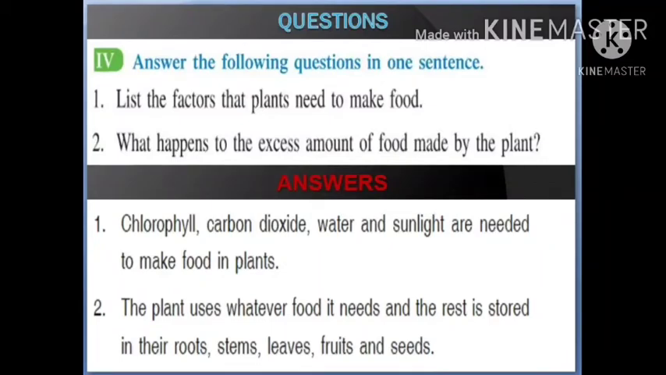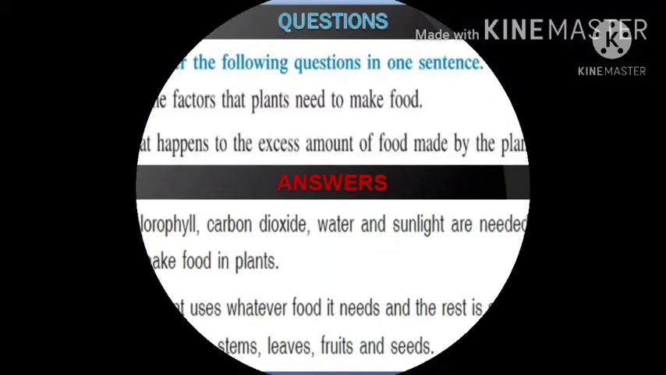Second question: what happens to the excess amount of food made by the plant? Answer: the plant uses whatever food it needs and the rest is stored in its roots, stems, leaves, fruits and seeds. So as we already know, the remaining food, which is the excess amount of food, is stored in their parts. What are the parts? In which parts do they store? In roots, in stem, in leaves, in fruits and in seeds. They store the excess amount of food.